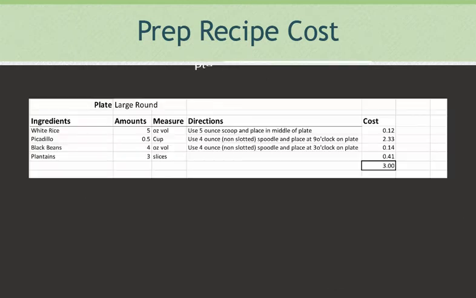Plate recipe cost accounts for only the quantities of prepped recipes and ingredients on the dish that is presented to your guest. If the dish has a 5-ounce volume of rice, a half-cup portion of picadillo, and a 4-ounce volume portion of black beans, you will only account for those quantities along with any garnish in the costing of the plate.